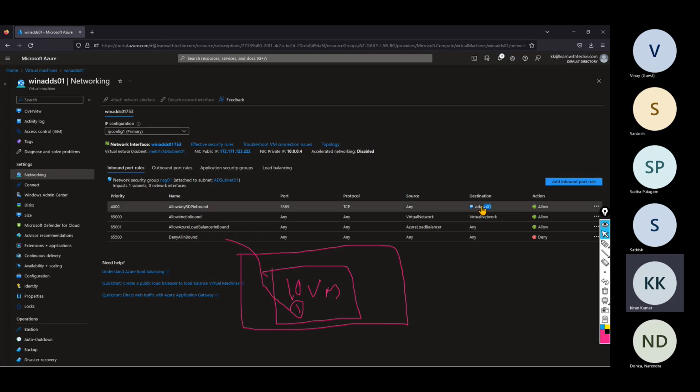You can see here, for the destination I'm not providing any IP address. I'm hiding the IP address here. It's a kind of application security group, a tag, and through it I'm providing the access. I'm allowing the traffic.